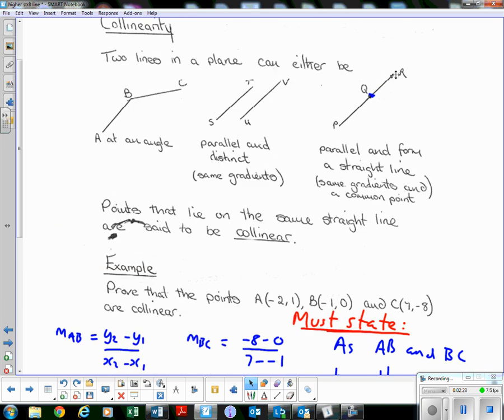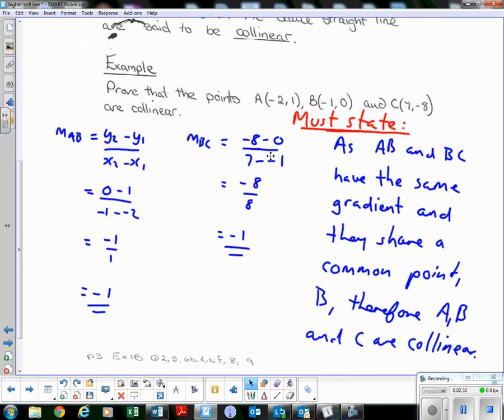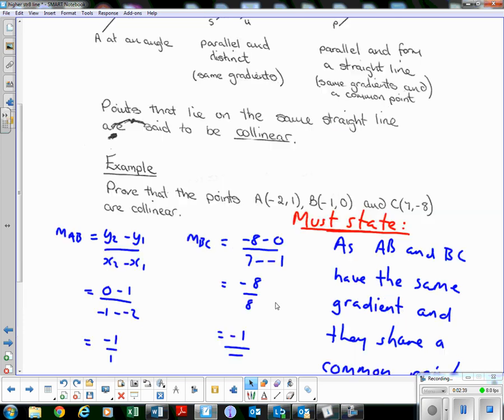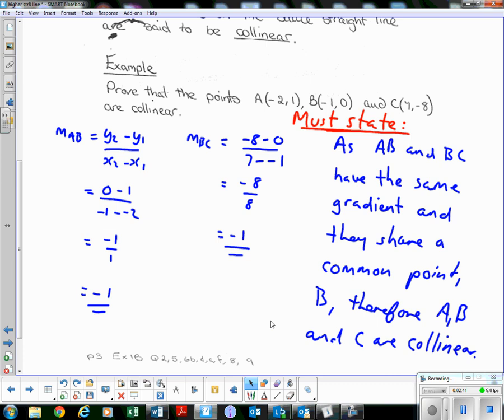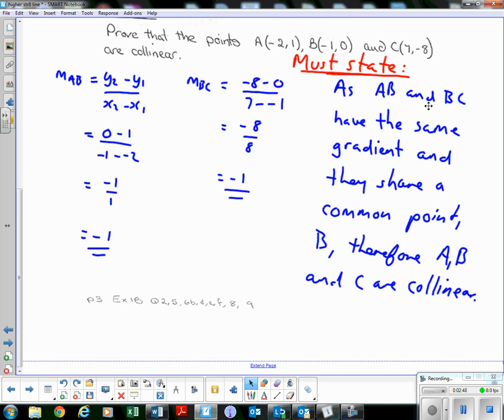So it's either going to look like this or like this. But we also know that they share a common point B. So AB and BC both go through point B. So that means that they must form a straight line because they've got the same gradient. Now, if the gradient was different, it would look something like this up here. So as AB and BC have the same gradient and they share a common point, B, state the common point, A, B, and C are collinear. You must make that statement when you're doing these questions.